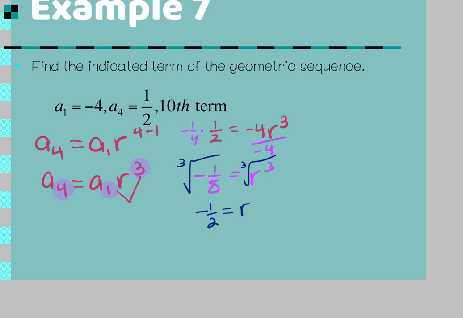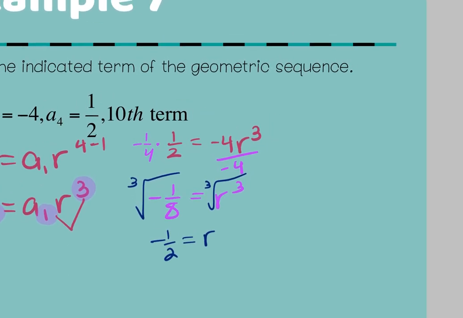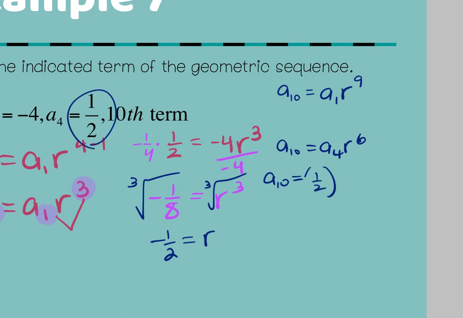Now I have two choices. I can either go from a1 to a10, or I can go from a4 to a10. So I'll show you what that looks like, because again, you'll have to pick this out of a multiple choice. If I went from a1, it'd be a1 times r to what power? The 9. If I went from a4, it would be r to what power? 6, right? These have to add up to this one. So I'm just going to use the bottom one, but you could have used either. a10 would equal a4, which is 1/2, times r, which is -1/2, to the 6th.